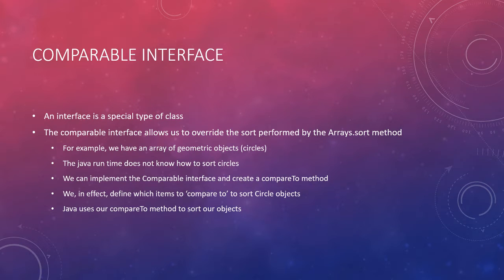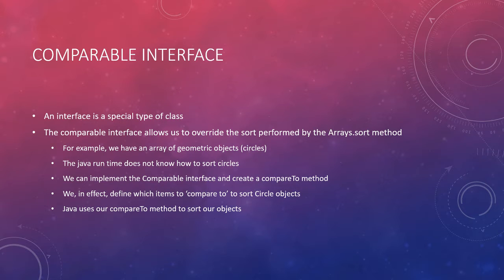Now, another cool thing that we can use is to implement the Comparable interface. An interface is like a special kind of class. The Comparable interface allows us to override the sort performed by the Arrays.sort method. So for example, say we were working with our geometric objects that we worked with a week or so ago in our assignment. We had some circles and rectangles. The Java runtime doesn't know how to sort those kinds of objects. How do you sort a circle? I don't know. Do you know?